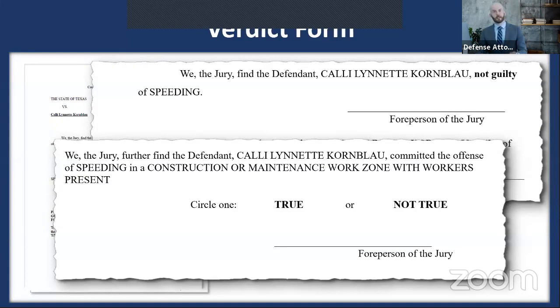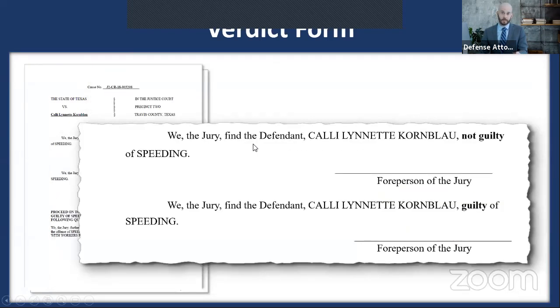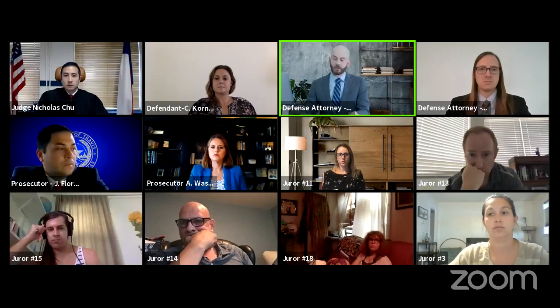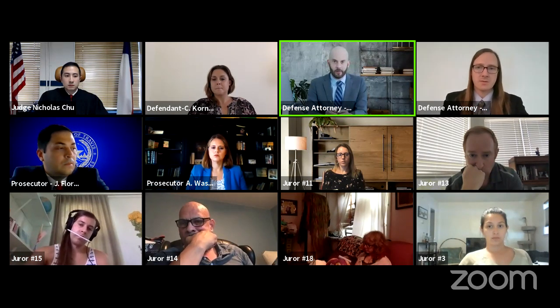So when you look to that verdict form and you get that question in front of you, it's an easy not true. And then you get to go to the next one. Look at the speeding question and remember what Ms. Kornblau told us. Remember what Callie told you was happening when she was driving down that road. And remember that that's exactly what I promised you would happen.